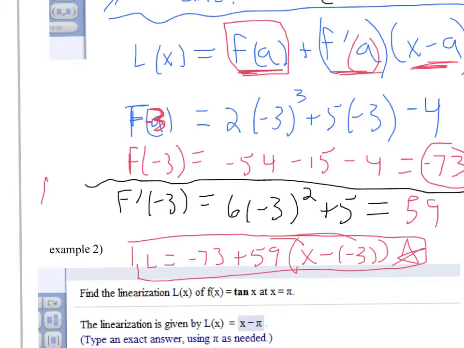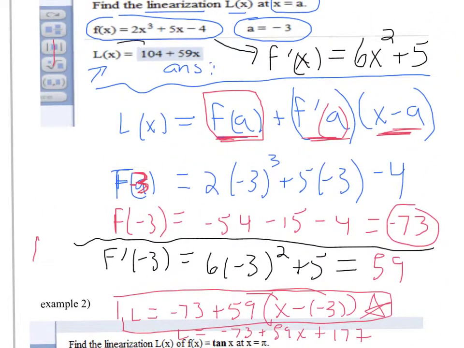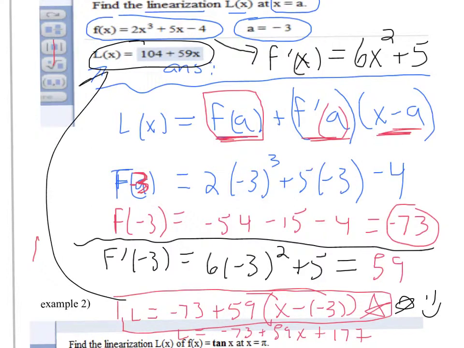I'm kind of running out of space there. But you basically have -73 plus 59x plus 177. And you keep cleaning that, and you will eventually arrive at the answer that I had typed in. See? 104 plus 59x. So in terms of an exam, sure, you have to be able to perform the mechanics of getting that linearization and going from here to here. That's all mechanical. That's all algebra, plug and chug, really.